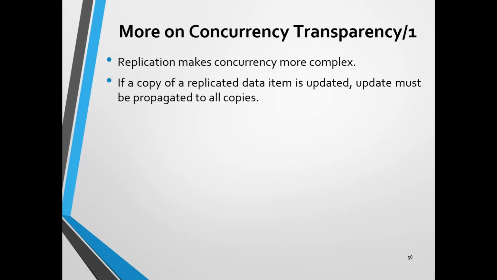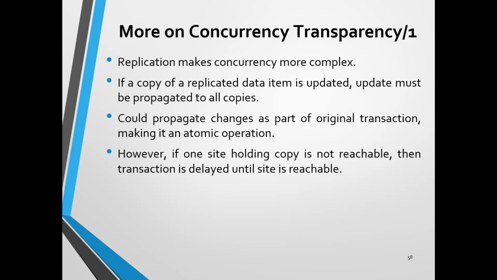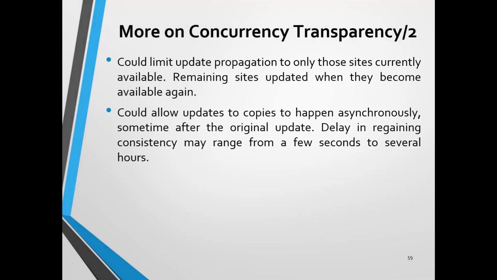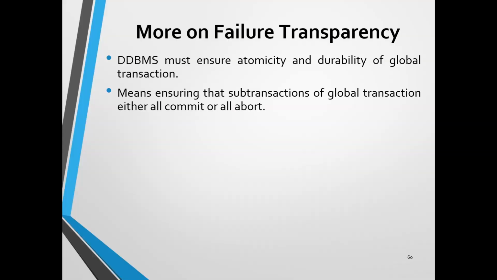Replication makes concurrency more complex. If a copy of a replicated data item is updated, the update must be propagated to all the copies. We could propagate changes as part of the original transaction, making it an atomic operation. However, if one site holding a copy is not reachable, then the transaction is delayed until the site is reachable. So we could limit update propagation to only those sites currently available and allow updates to copies to happen asynchronously, sometime after the original update. The delay in regaining consistency may range from a few seconds to several hours.